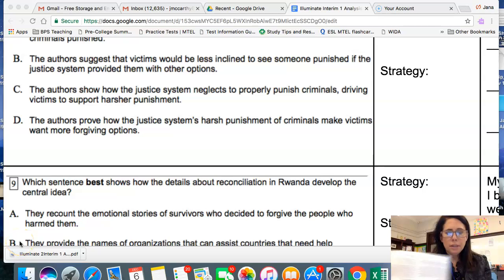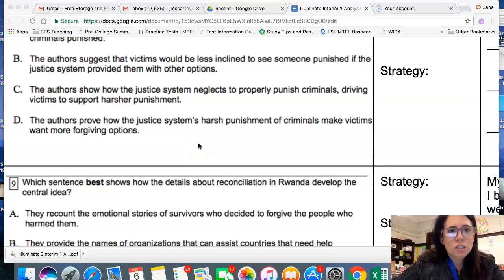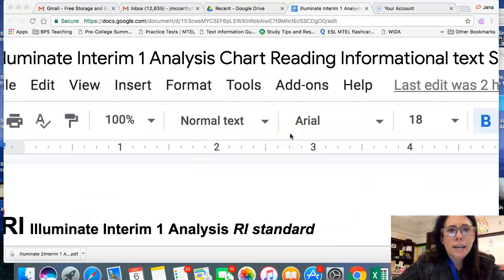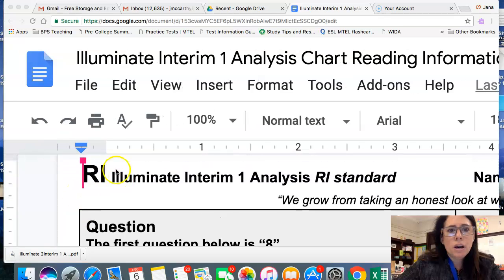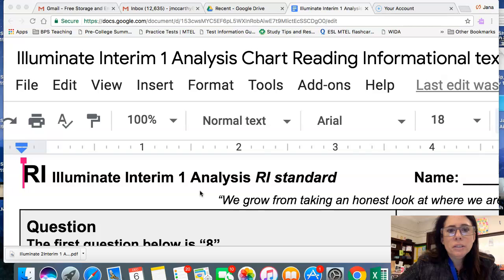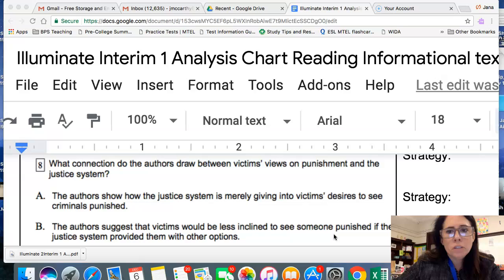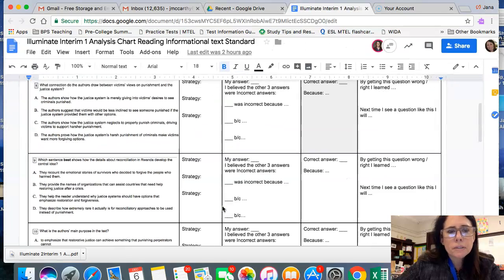We're going to go over the Illuminate interim for the reading informational text. You have a handout that is enlarged here, and you should see the RI on the top left of your handout. We did the literature one already. This is the one that is dealing with informational text.